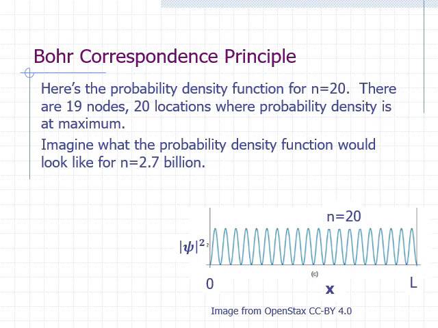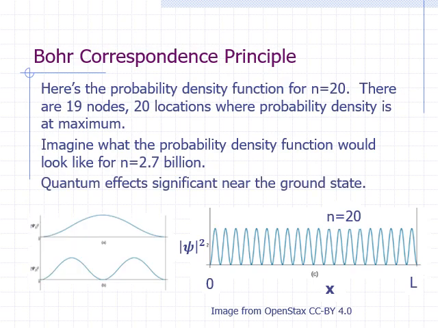Imagine dividing a 10 centimeter length into 2.7 billion sections. These would be very small sections. The probability density would be at a maximum in the center of each of these sections. You can see that the variations in the probability of locating the particle in the box becomes undetectable. We can say that quantum mechanics essentially agrees with classical mechanics in this case.